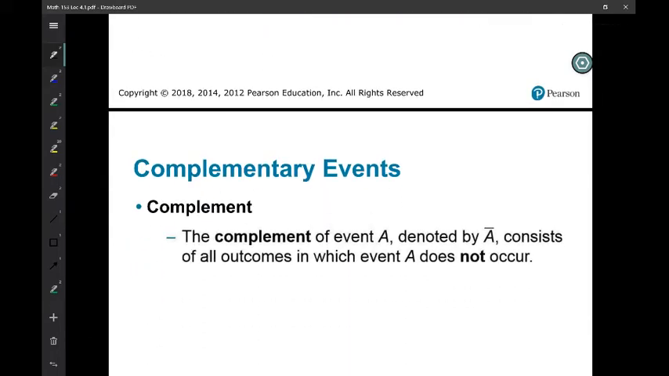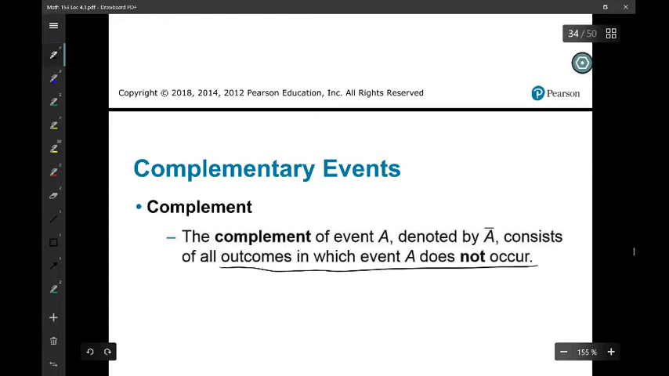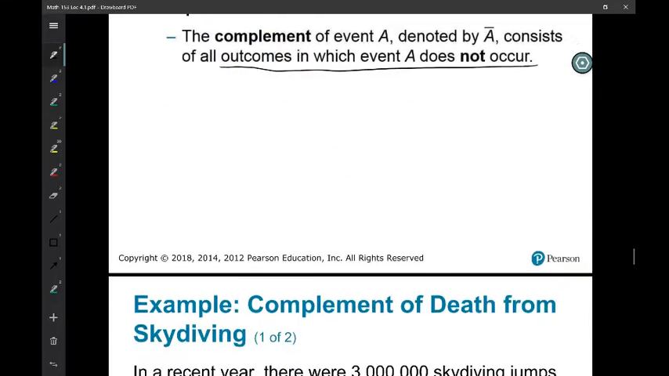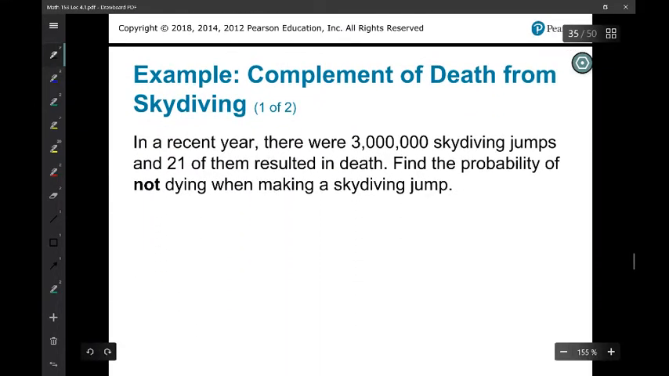Complementary events. This is the key idea. So the complement of an event, denoted by A with a bar over it, is all the outcomes in which the event A does not occur. So you need to get used to thinking of what is the opposite of some event, the exact logical opposite. So the opposite of dying would be surviving.